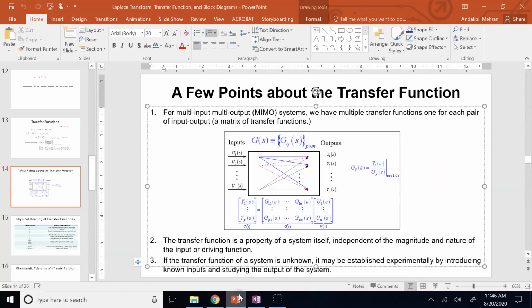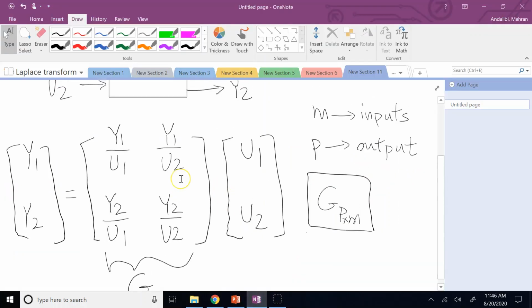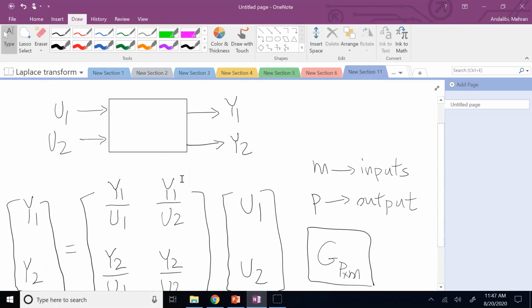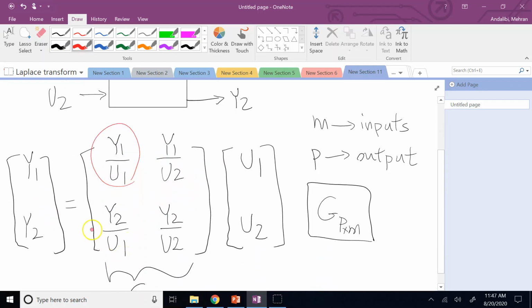Now, what's the meaning of each one? Let's look at the meaning. So what does this one mean? Or how do I find this one? This one means the ratio of y1 over u1 if we do not consider u2. So if I know u1, this tells me the contribution of u1 to y1. This tells me the contribution of u2 to y1. This is the contribution of u1 to y2. This is the contribution of u2 to y2.